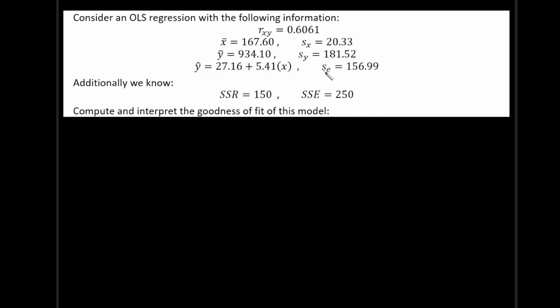I also have here the standard deviation of our errors. So that's not our sum of squared errors, it's just the standard deviation of the errors. And then we have here our sum of squared regressors and our sum of squared errors. We want to compute and interpret the goodness of fit of this model.